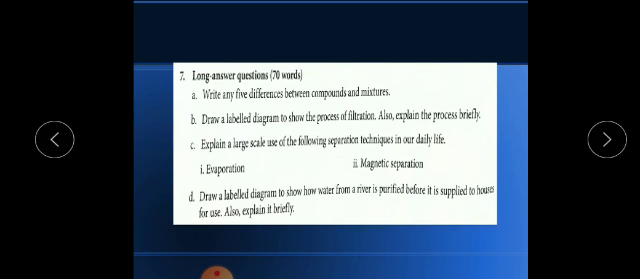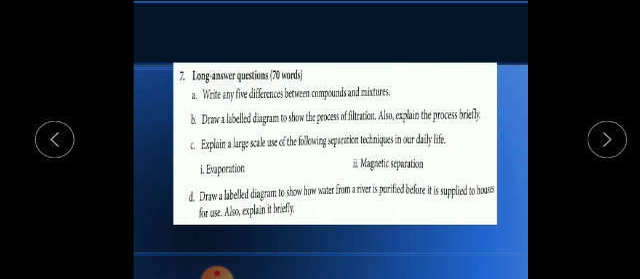Now C part, they are saying explain a large scale use of the following separation techniques. Evaporation. Let me give you the idea. Just now I said that with the evaporation technique we can separate salt from the seawater. So in our daily life, evaporation is going on at a large scale. Salt manufacturing industries are using that evaporation method at large scale, where nature plays a very important role, because harsh sun heat completes the process of evaporation.